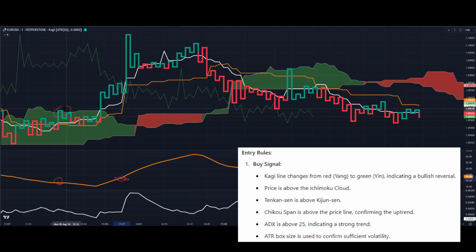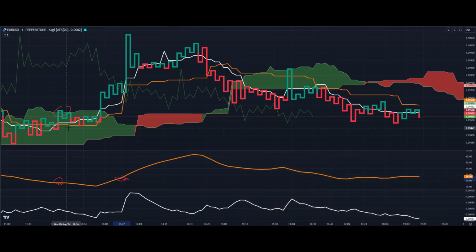We also need the Tenkan Sen to be above the Kijun Sen, which it crossed here, so that's good anyway. And we also need the Chikou span to be above the price. That's like a trend filter.